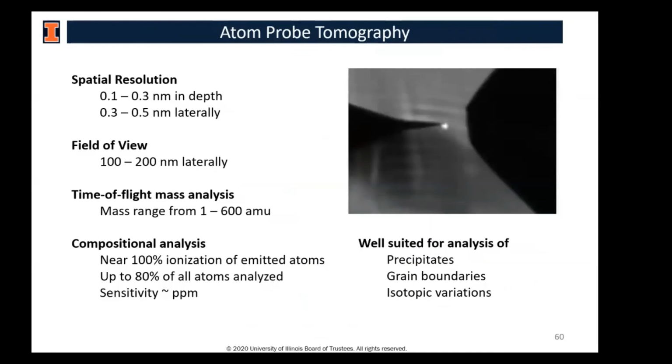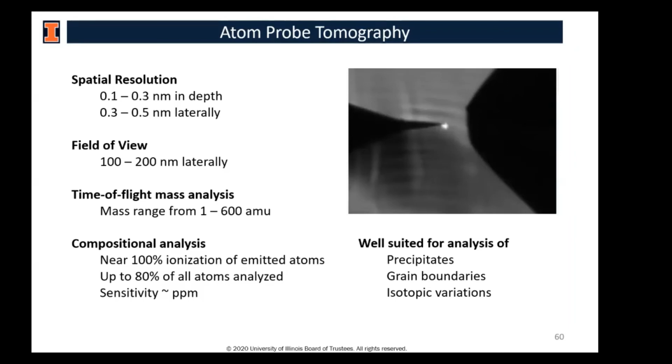To sum up, atom probe analysis consists of measuring the mass of field-emitted ions from a sharp tip. Spatial resolutions of 0.1 to 0.3 nanometers are possible in the Z direction and 0.3 to 0.5 nanometers laterally, with a field of view between 100 and 200 nanometers laterally. Mass of the ionized atoms is determined by time of flight between the voltage or laser pulse and the time of arrival at the 2D detector.